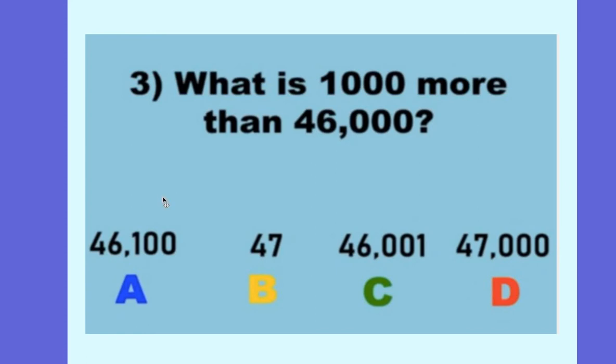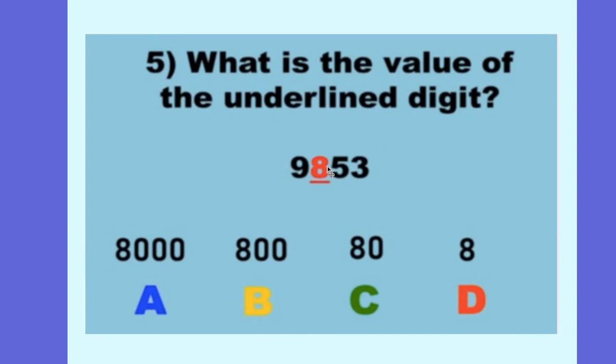Question number 4. Which of these numbers is 1,000 more than 46,000? A, B, C or D? Again, pause the video if you need extra time. And finally, what is the value of the underlined digit in this number? A, B, C or D?